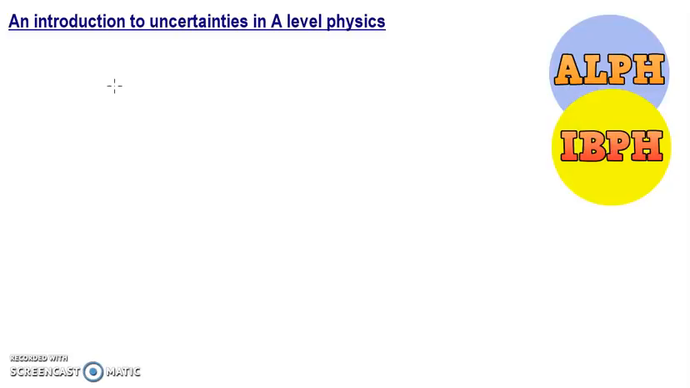Hi everybody, video number 2 is an introduction to uncertainties in A-level physics. It works for the IB as well at this level for our introduction, and later on we'll do videos about more difficult uncertainties and hopefully some advanced uncertainties including sines, cosines and logarithms.